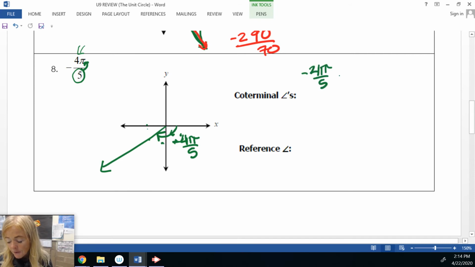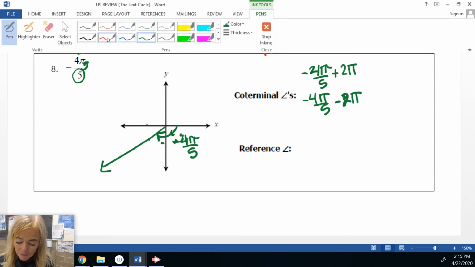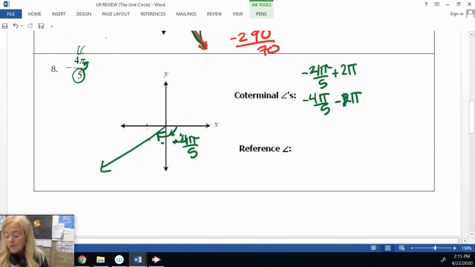Negative 4 pi over 5, and we're going to add 2 pi, and negative 4 pi over 5, we're going to subtract 2 pi. All right, now we have to make those denominators the same so we can add them. So we need a 5, so we're going to times by 5 over 5 and get 10 pi over 5 instead, so that we can add and subtract.